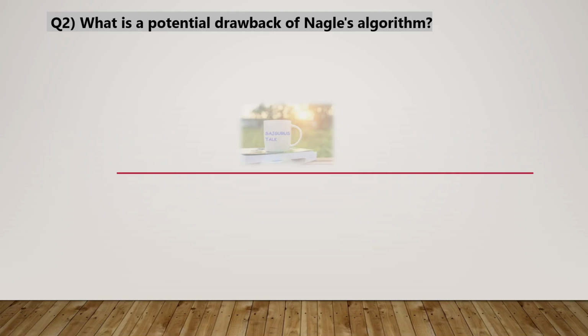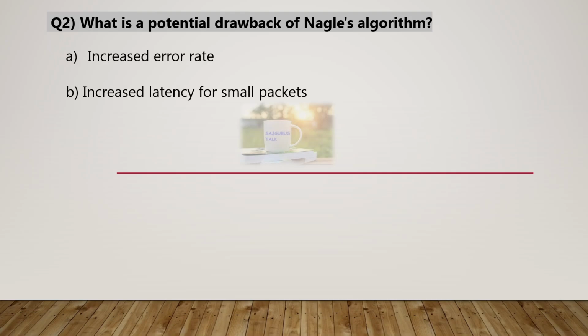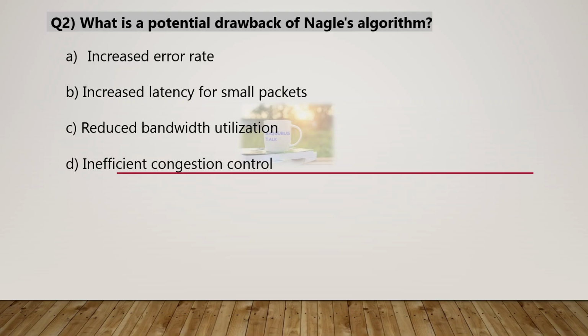Second one, what is the potential drawback of Nagle's algorithm? So the options are increased error rate, increased latency for small packets, reduced bandwidth utilization, inefficient congestion control.